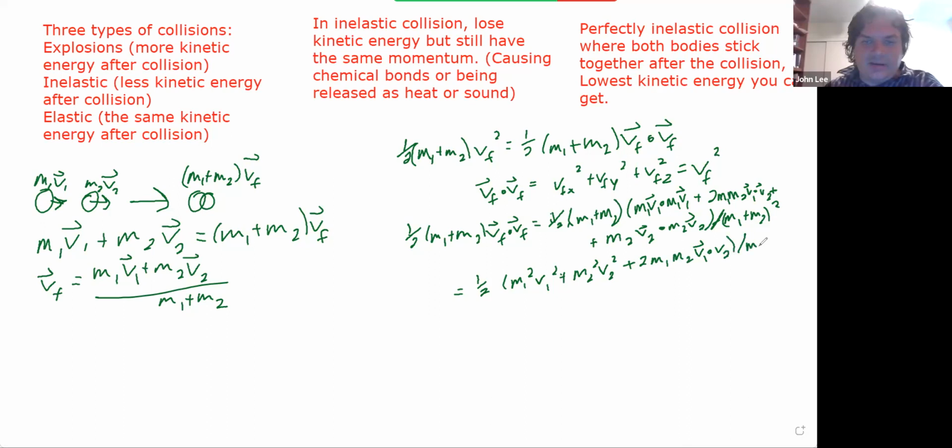This is equal to the initial kinetic energy of 1 times M1 over M1 plus M2, plus the initial kinetic energy of 2 times M2 over M1 plus M2, plus 2 M1 M2 V1 dot V2 over M1 plus M2.